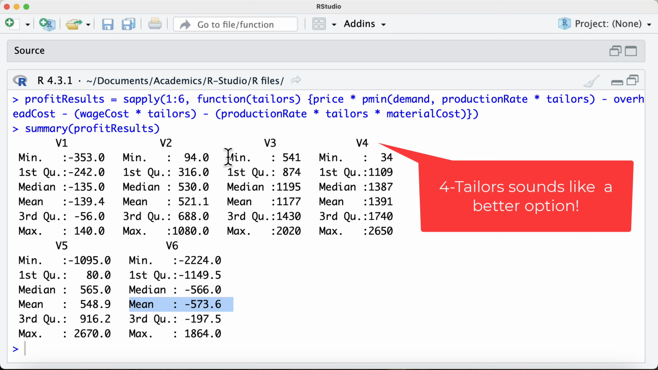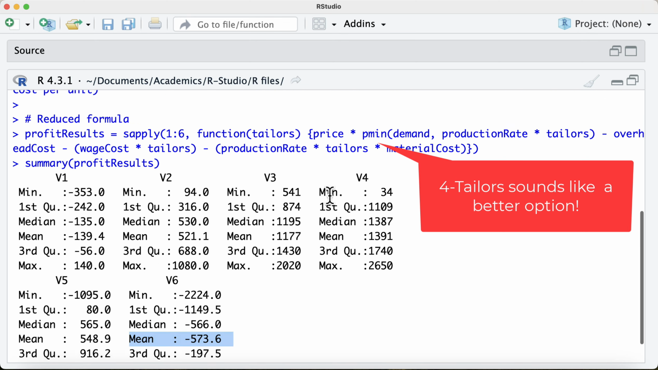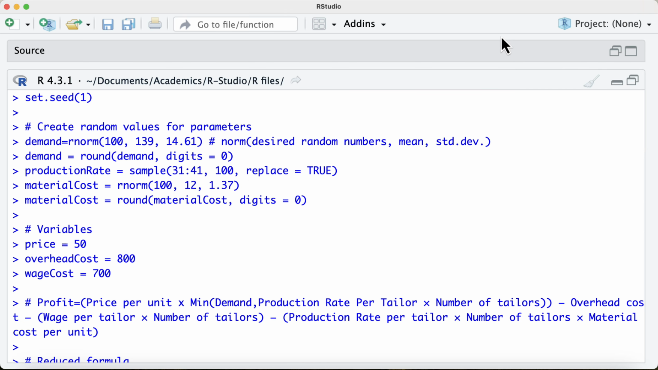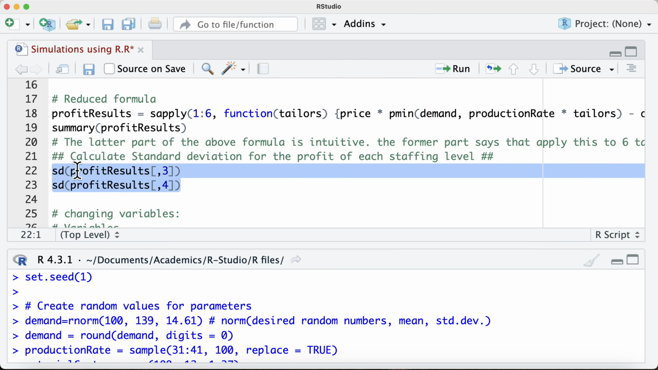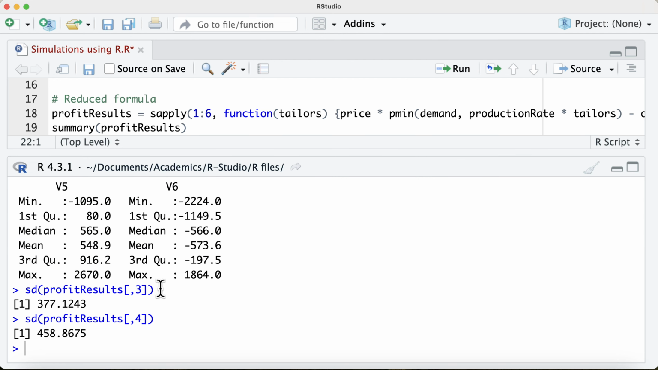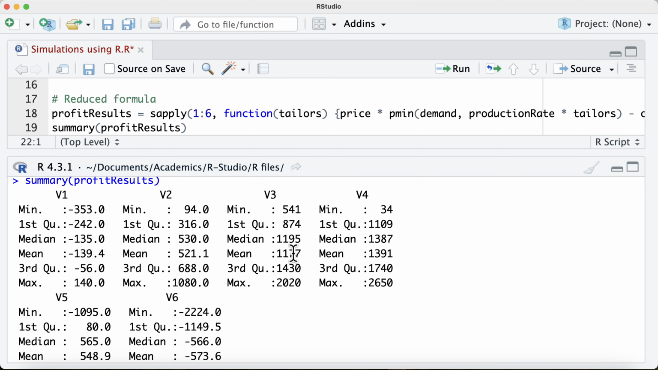Now we are left with these 2 options, 3 tailors or 4 tailors. Another thing that we can do is calculate the standard deviation, to see which one has lower standard deviation, and for that purpose I'll be using this command. This is a command which means standard deviation. Our profit results in square brackets 3 and 4 means I want to calculate the standard deviation with the 3 tailors option and the 4 tailors option, and if I run this command, it gives us this. It shows that the standard deviation with 3 tailors is 377, but much higher in the case of 4 tailors. So we can choose either 3 tailors or 4 tailors.